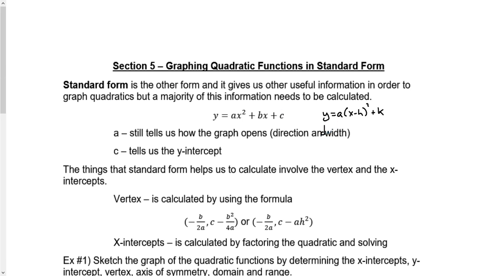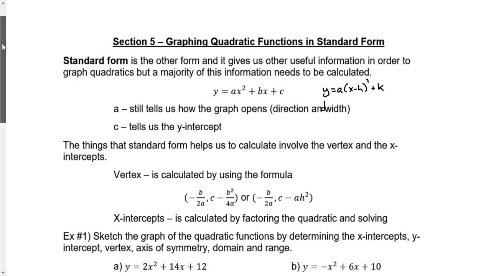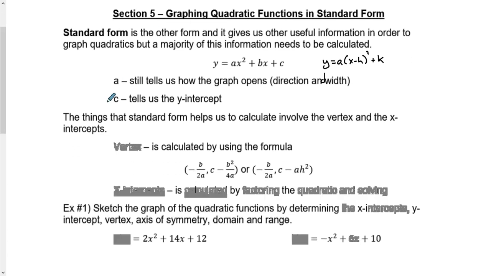But the extra bit of information is that the C value actually is telling us what the Y-intercept is. So that's one thing that you should know. The things that the standard form helps us to calculate involve the vertex and the X-intercepts. So the vertex is calculated by the formula negative b over 2a, which would be the h value of the vertex, and c subtract b squared divided by 4a will be the k value of the vertex.